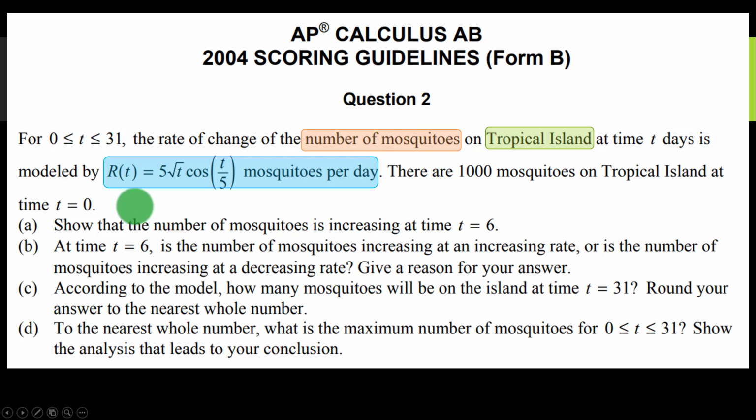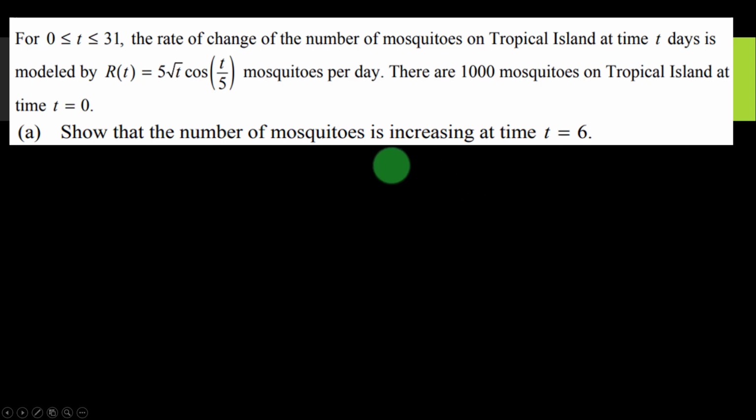So again, this rate of change is the rate of change of the number of mosquitoes on the island, which before is what we were saying was rate in minus rate out. And our initial value, 1,000 mosquitoes at the beginning. So show that the number of mosquitoes is increasing at time 6. Well, if r of t represents the rate of change of the number of mosquitoes, then we just need to show that the rate of change is positive. If the rate of change is positive, it means that the number of mosquitoes is increasing. That makes sense. If it was negative, it means mosquitoes are dying and it would be decreasing.